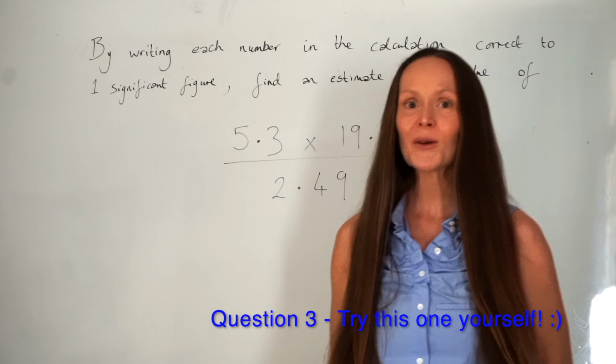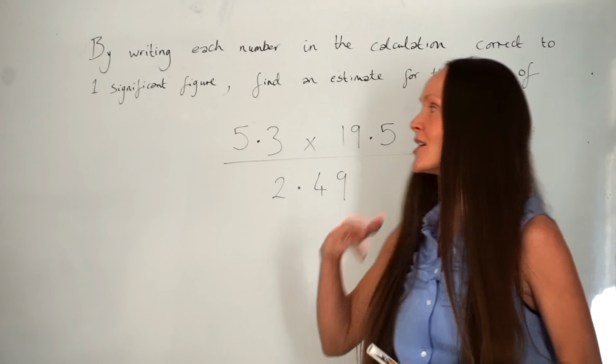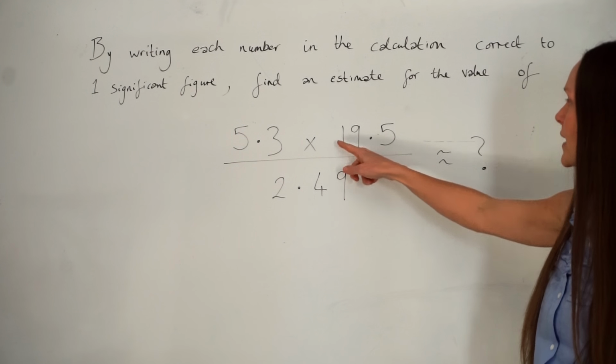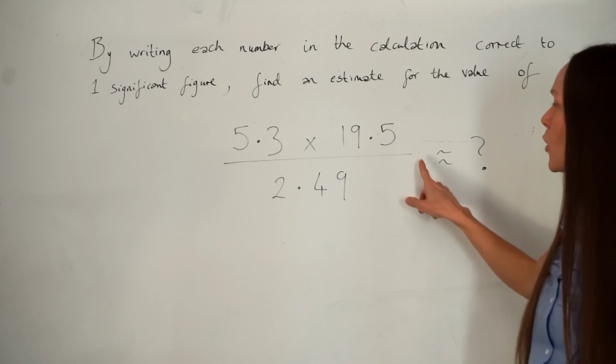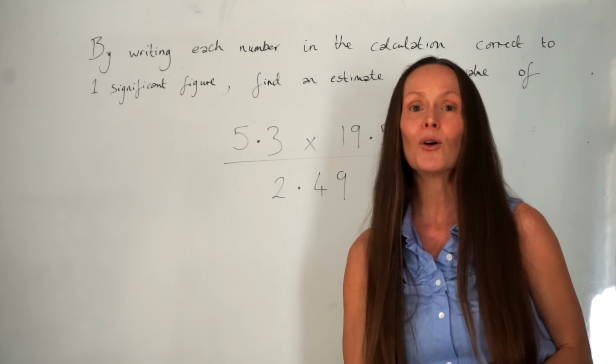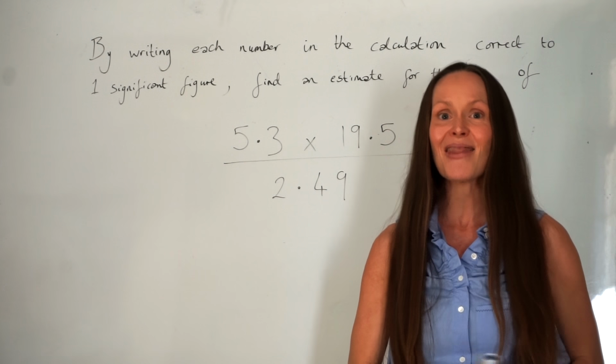Here's one more final question, but instead of me going through this one, I'm going to post the answer down below so you can have a go yourself and then check to see if you're right. It's 5.3 multiplied by 19.5, all divided by 2.49, and you need to do exactly the same thing as before. Round each of those three values to one significant figure, and then calculate.